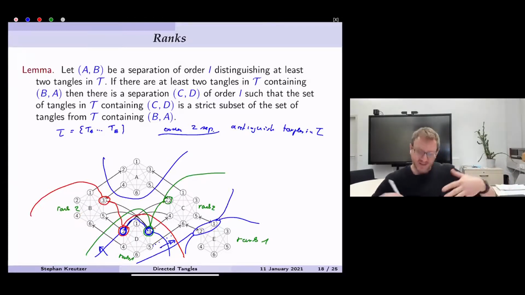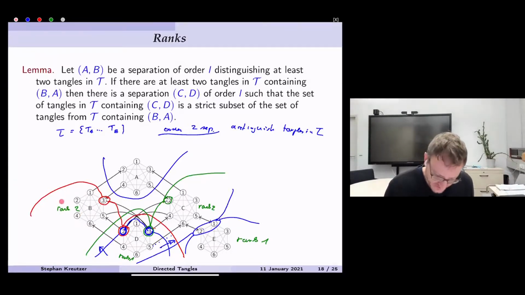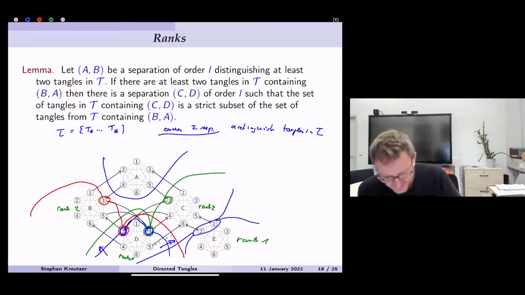Okay, and so we take such a system of separations, making the side containing B as small as possible always, and then you take a minimum order separation. And what we get is something that looks almost like a tree labeling, except it's a DAG.